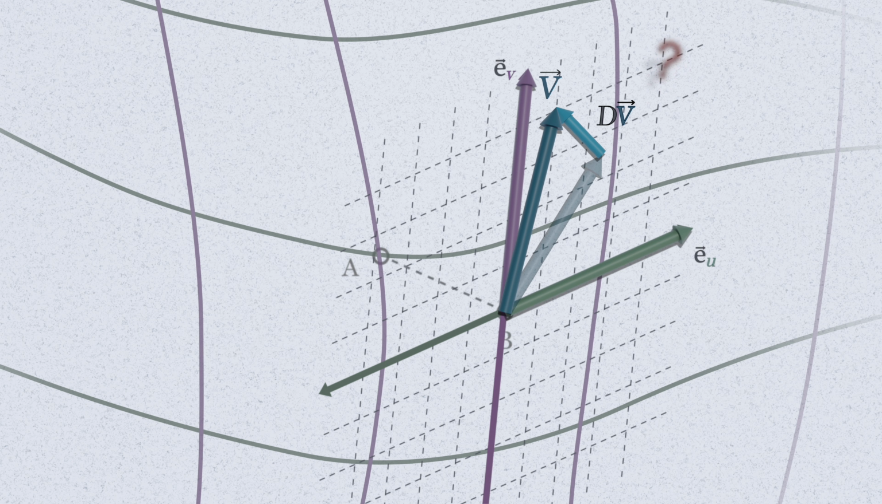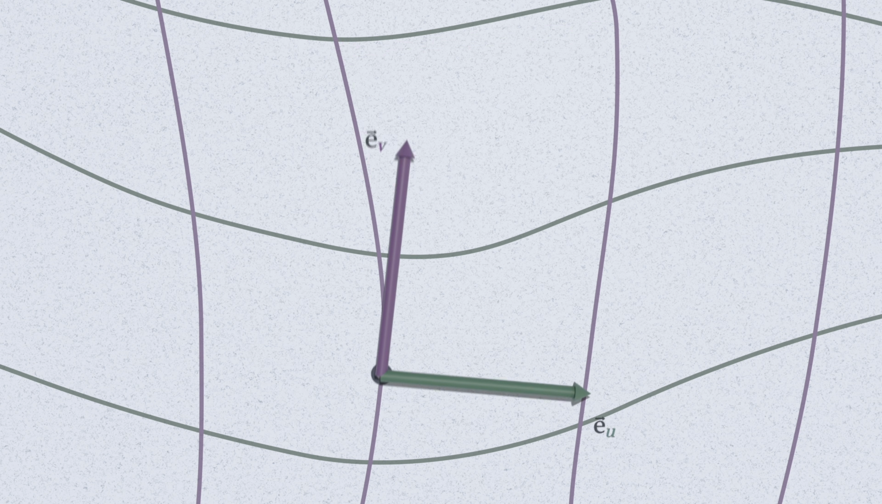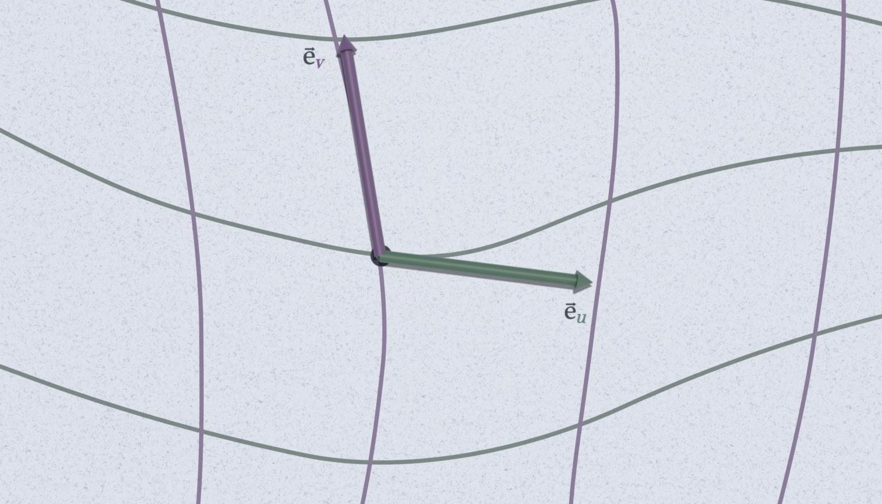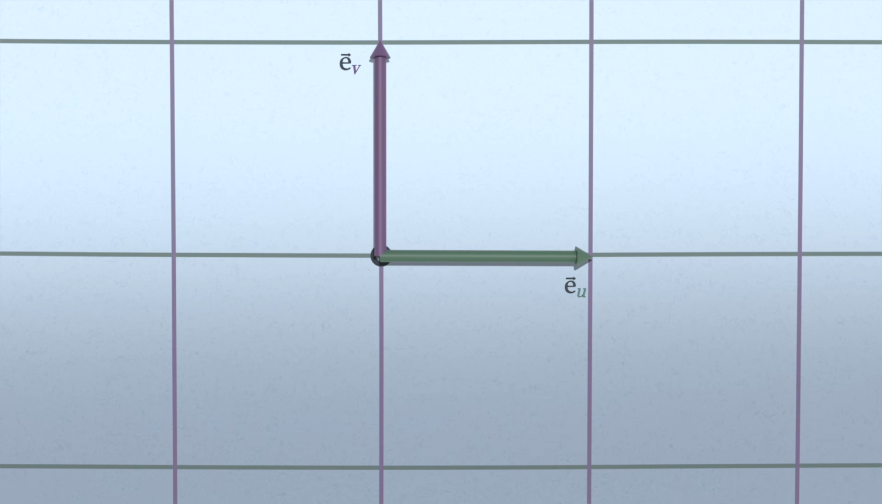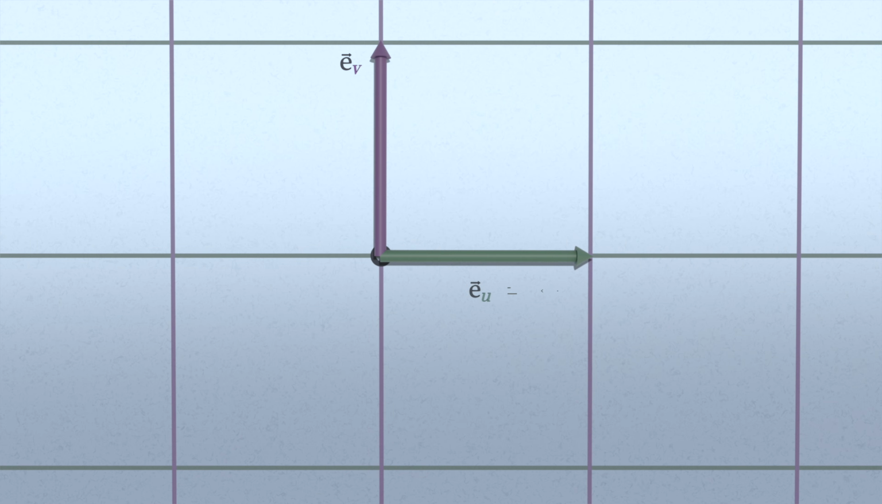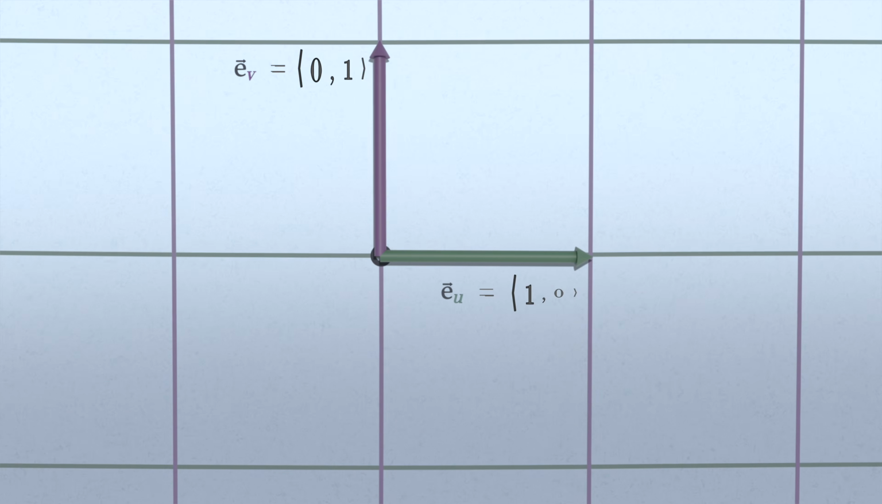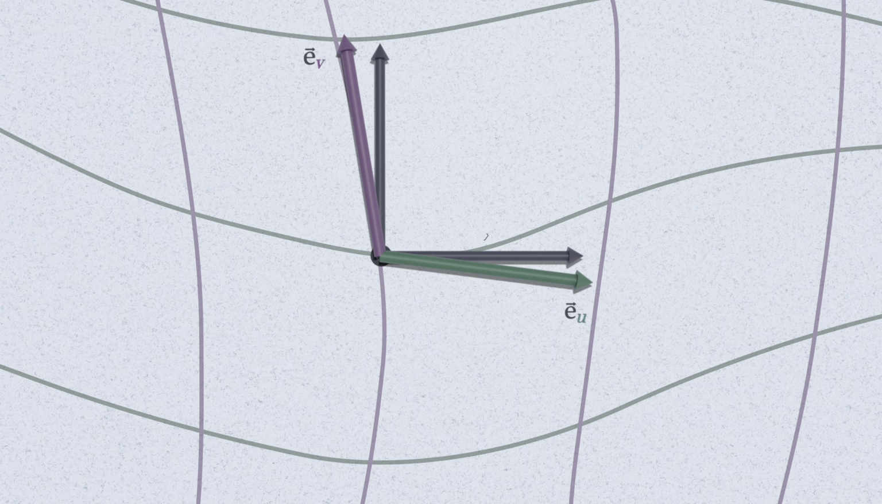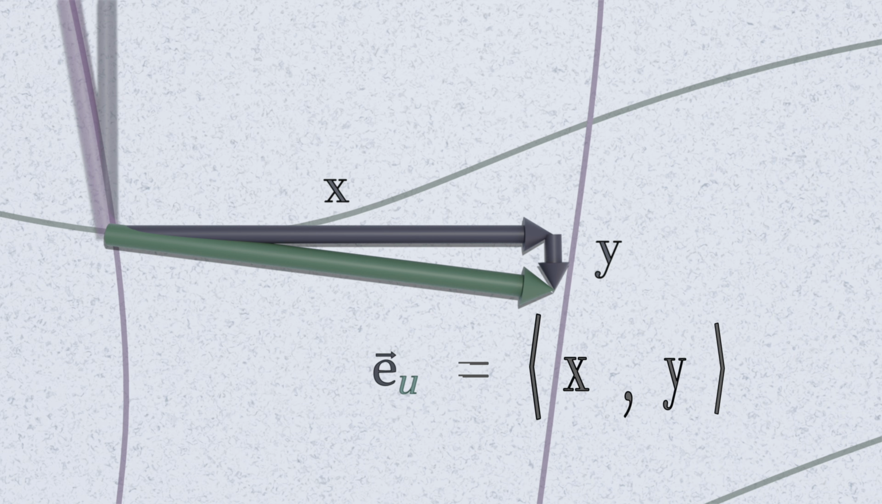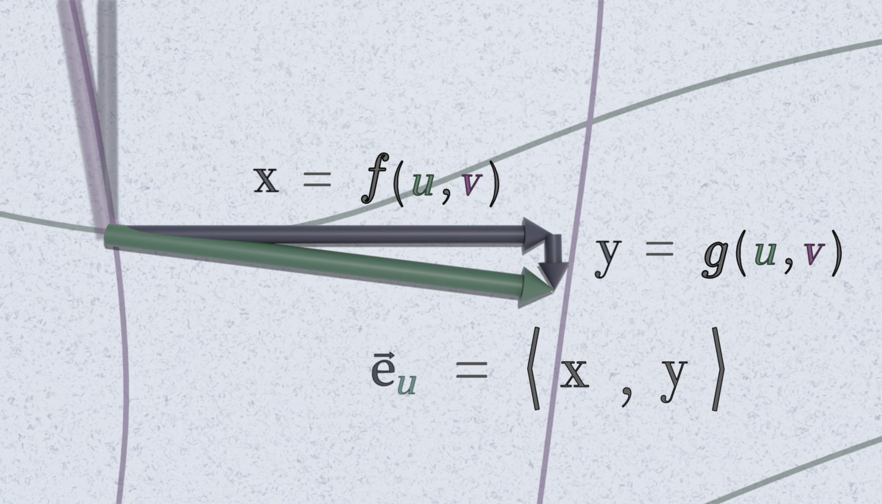Well, the key is to recognize that since these basis vectors change smoothly across the manifold, they constitute functions of the manifold itself. That is, in the coordinative view, the basis vectors always have 1, 0 or 0, 1 components. But on the manifold, they'll have Euclidean x and y components. The magnitude of these Euclidean components, in turn, can be expressed as functions of the curvilinear coordinates. That is, as functions of u and v.